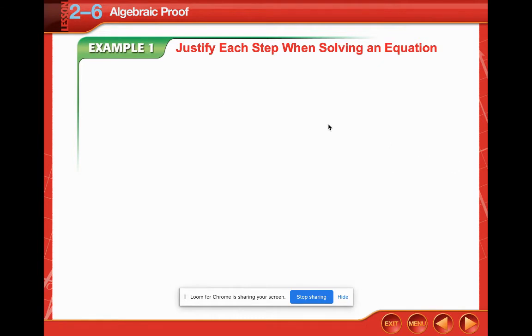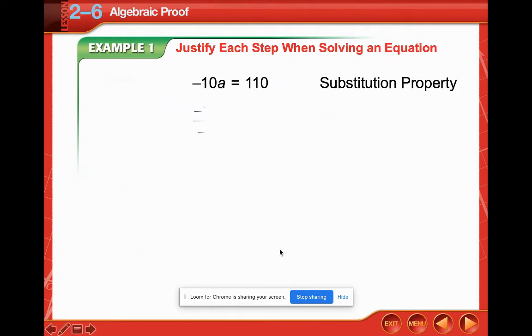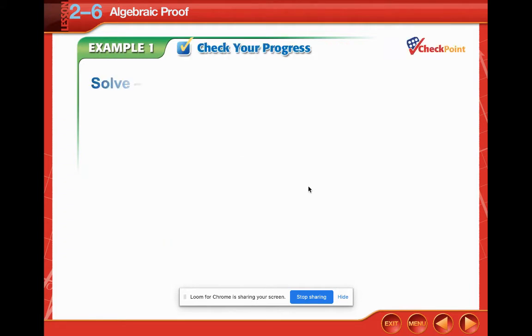All right, just to be clear here. You distribute, you add, you divide. Those are the properties you write down. You literally are writing down what you're doing. Again, it makes Mr. Selby's job a little bit easier. I'm a big fan of that. All right, so A equals negative 11.